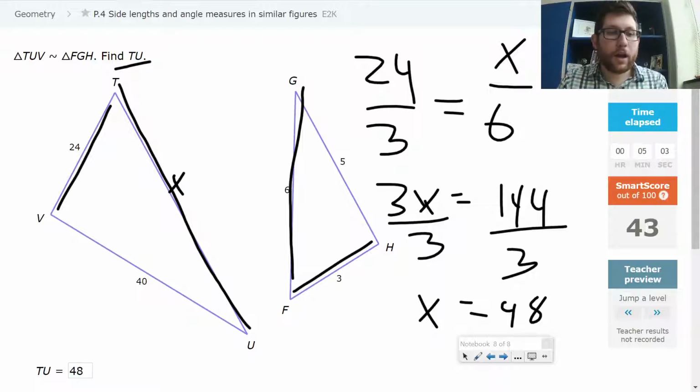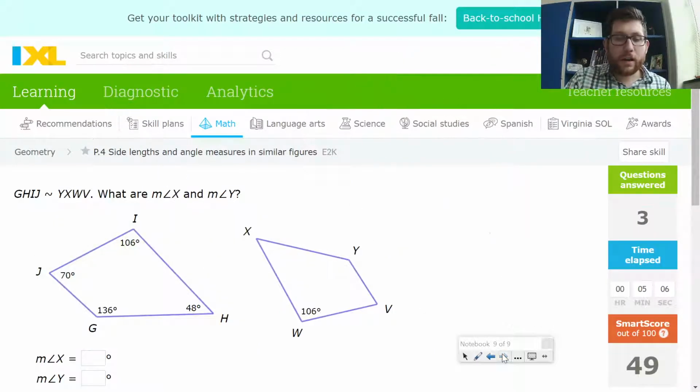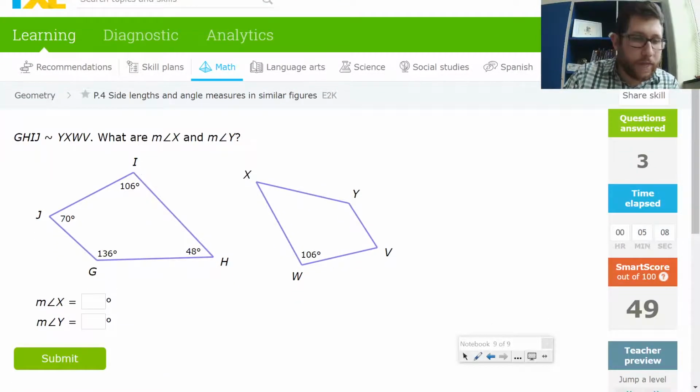If you have any questions on IXL P4, feel free to reach out. Here's an angle one. Match up the letters, type in the angles. The angles are really easy. The sides are a little bit more work, but it's definitely something you can do.